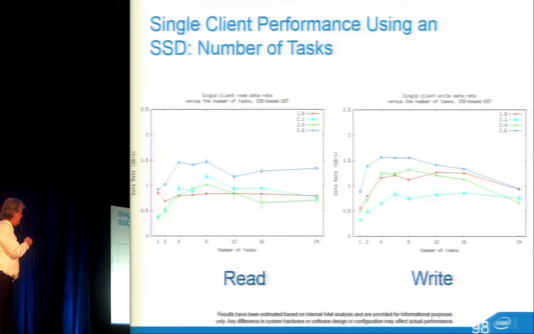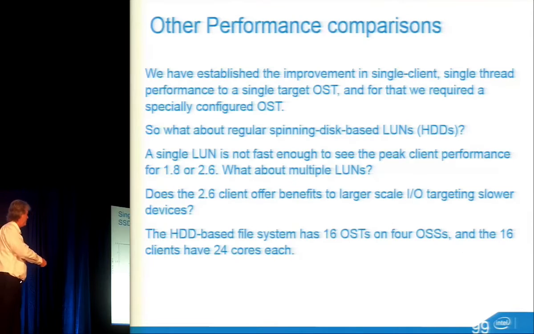The same sort of tests are also useful when you go target a spinning disk LUN, but in this case we know that the spinning disk LUN is not fast enough to actually measure the speed of the client, so you're really only going to get good measurements of the client when you're using more than one LUN on the file system.